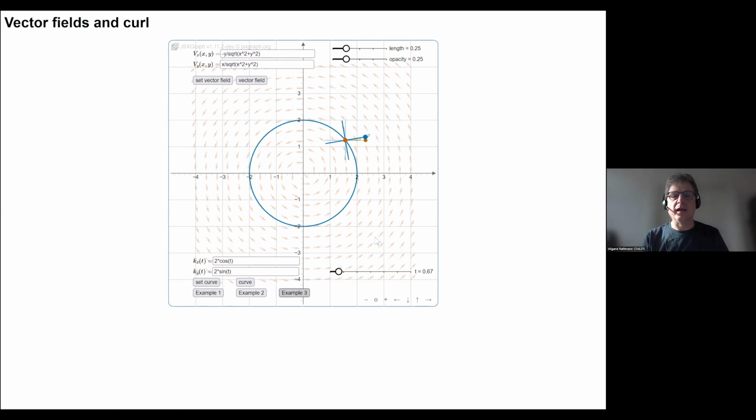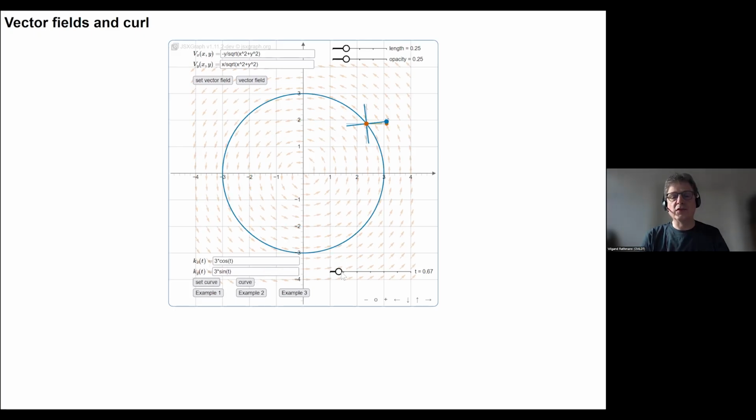Then we can make a bit different version where the rotation will depend on the radius. If I go to 3 times cosine and 3 times sine, and I choose this as a curve, then you will see, okay, the rotation angle is a bit smaller, but the rotation in general is constant over the curve.